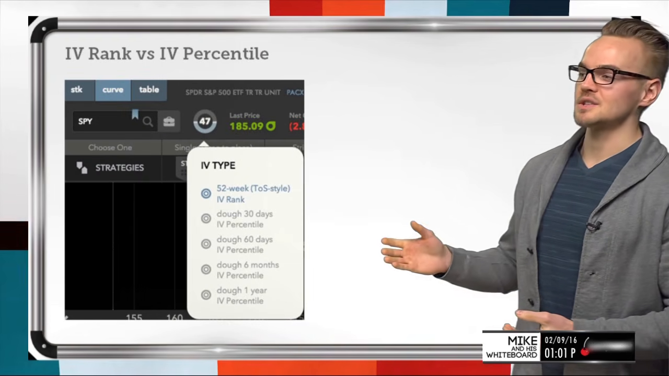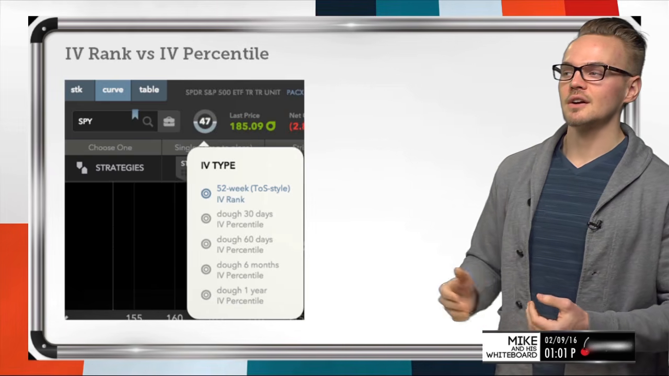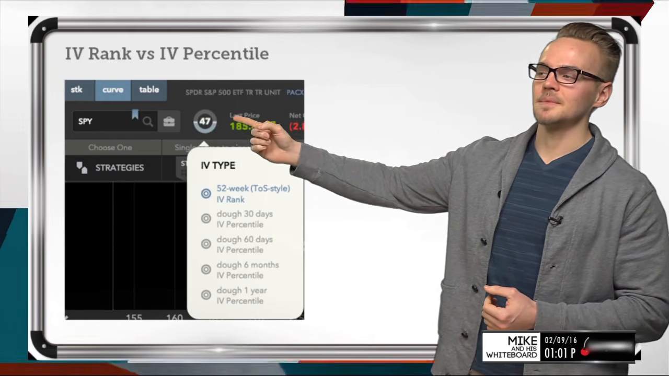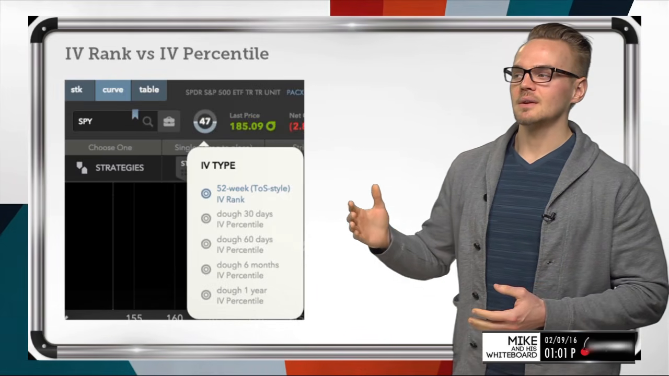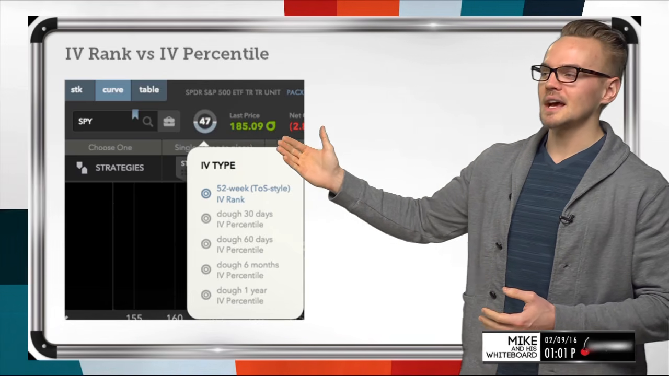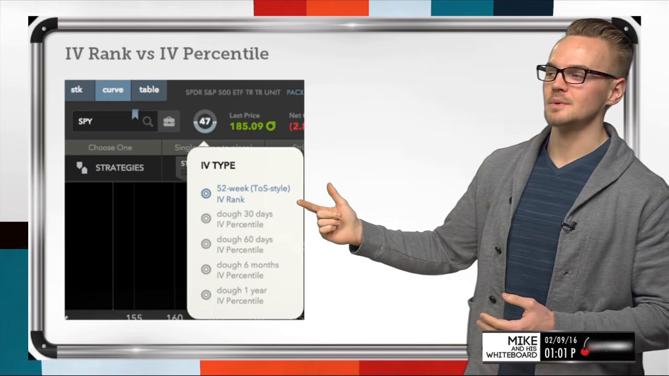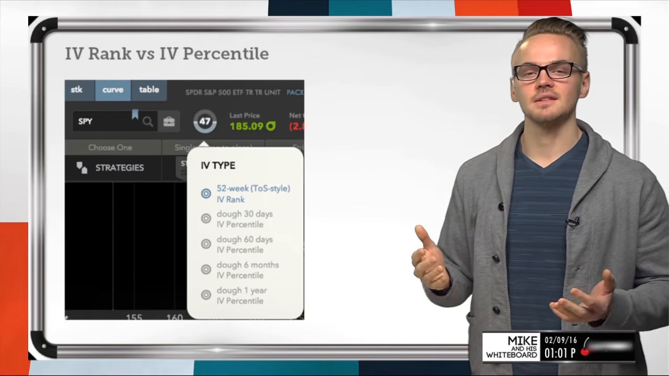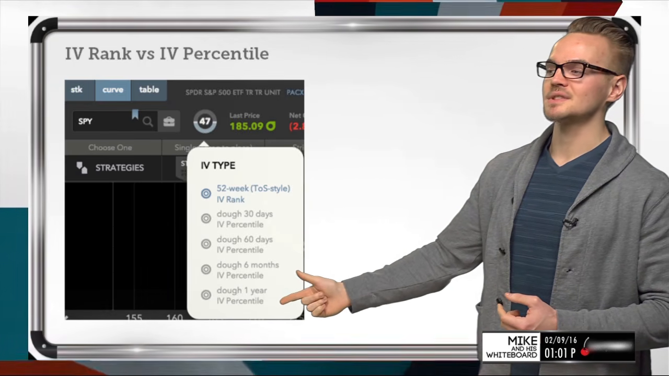On the trade page, the curve view, you type in any underlying and you're going to get the IV rank circle as you see here. I pulled this yesterday, IV rank was around 47. Now you can click on that IV rank circle and change your IV rank type. You can change it to a 52-week TOS style IV rank, which is the exact same number you're going to see in the TOS platform, or you can select any of these IV percentiles.